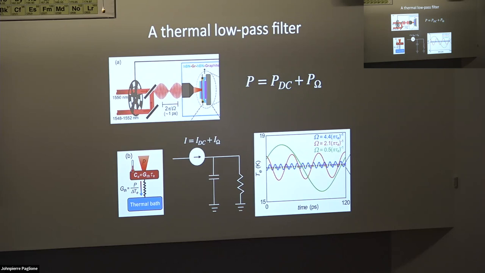Okay, so this power is hitting a sheet of graphene. We've talked about this, but let me be more explicit about what I mean by a thermal low-pass filter. You can think about this power coming in, energy is conserved, charge is also conserved. So you can think about power coming in like a current coming into an RC circuit. We have a DC current and a finite frequency current, and that's going into an object that has a heat capacity, so that's like a capacitor. And there's a thermal resistance to ground, so that's like a resistor down here.